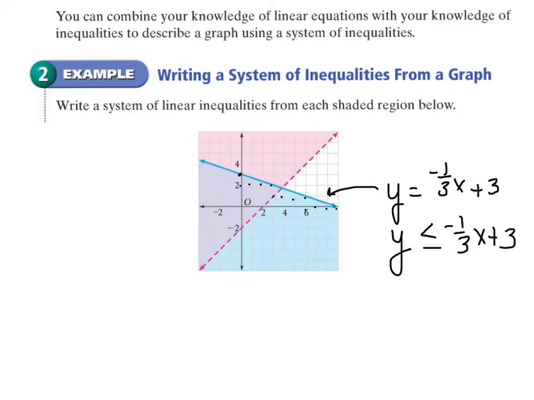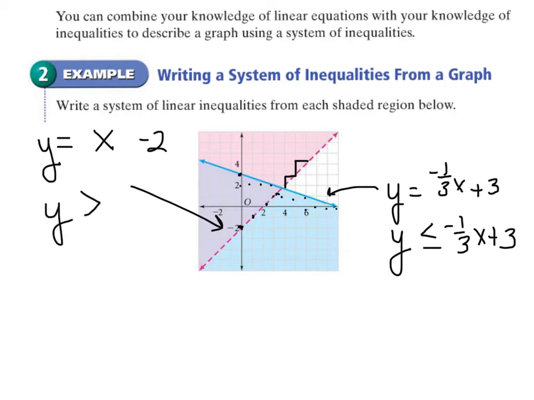Now the red, y equals, it looks like it crosses at negative 2. So my y-intercept is negative 2. And it looks like it goes up 1 over 1. Up 1 over 1 is a slope of just 1, so I get y equals x minus 2. But now it's above, so it's going to be greater than. And since it's dotted, it's not equal to. So y is greater than x minus 2.